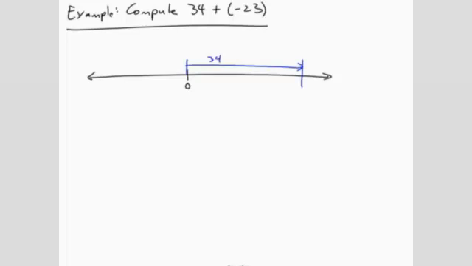Example, compute 34 plus negative 23. Students often panic when they deal with two-digit numbers that involve negatives, but it's really not so bad. We just think about the picture. We move 34 steps to the right, and then 23 steps to the left. We have not taken enough steps to get back to 0, so we will end up on the right-hand side of the number line. And now we just do the calculation that we've done many times before. If we go 34 to the right and then 23 to the left, that's the same as going 20 to the left and 3 to the left, which leaves us at 11. So the final answer is 11.